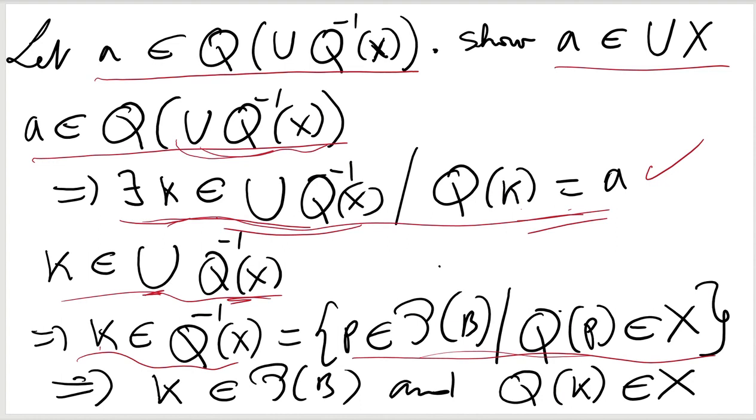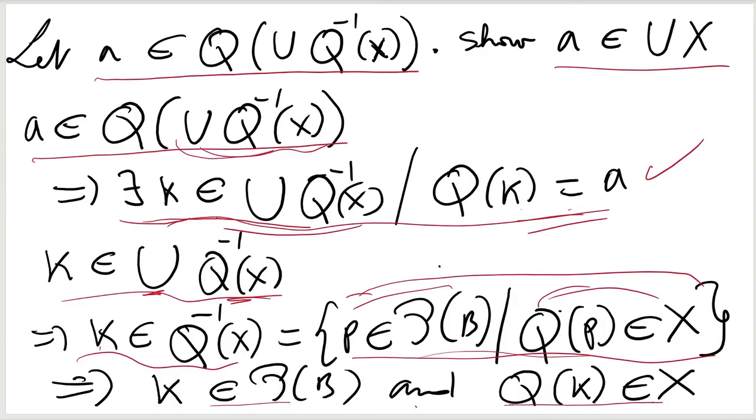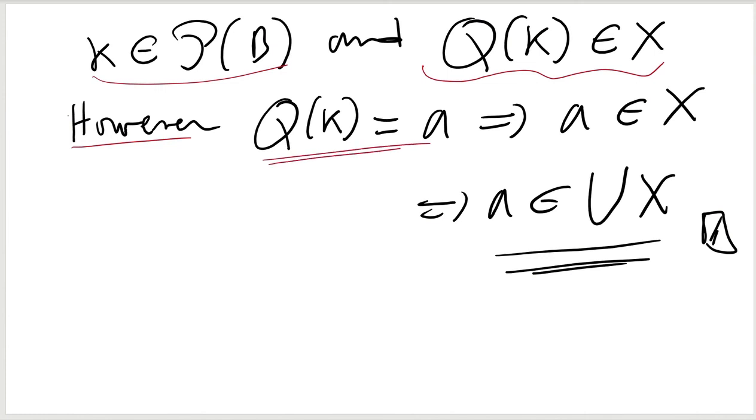So this implies k is in the power set of B based on this definition, right? So k is in the power set of B and k is in x, based on this part. The first part allows us to write down this, and the second part allows us to write this part. Then when we pick that, we have a k in the power set of B and Q of k is in x. However, we said earlier that Q of k was equal to A. So we have Q of k equal to A.